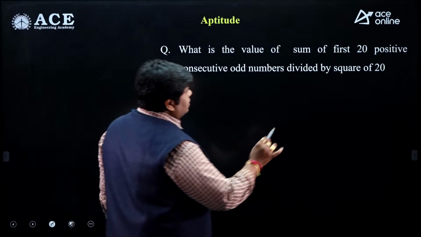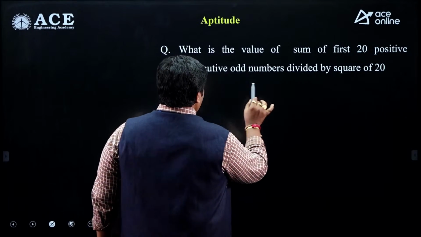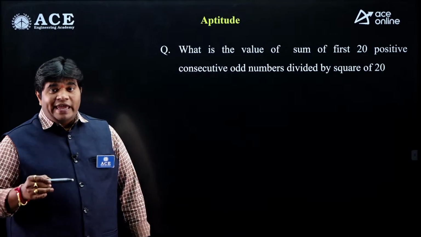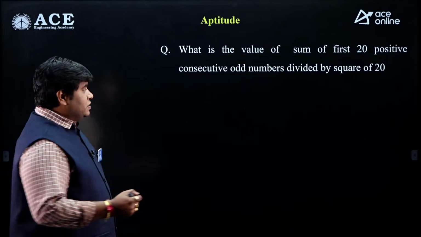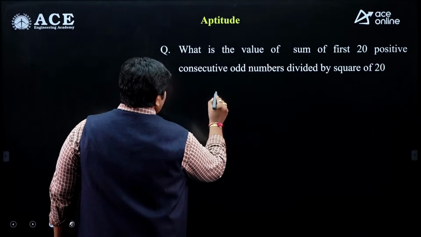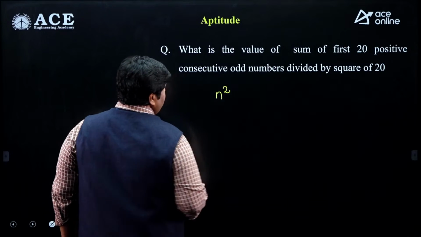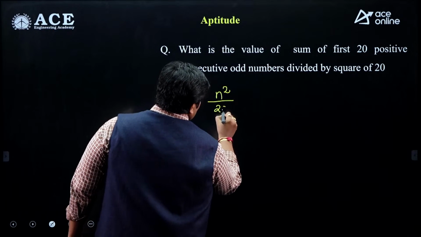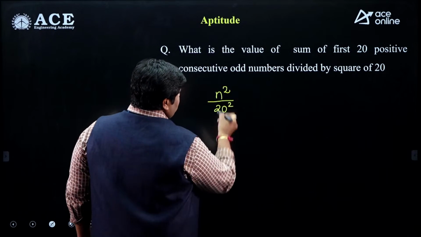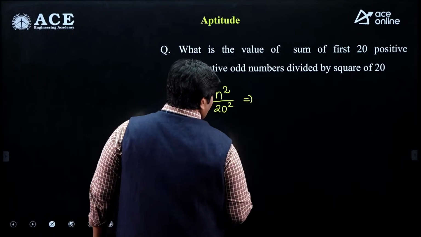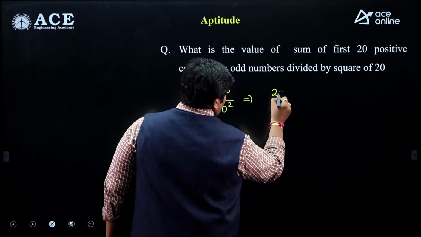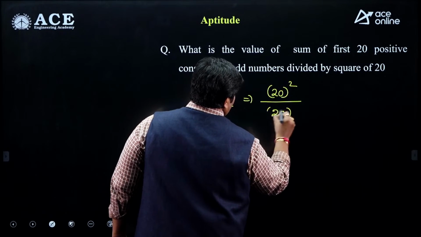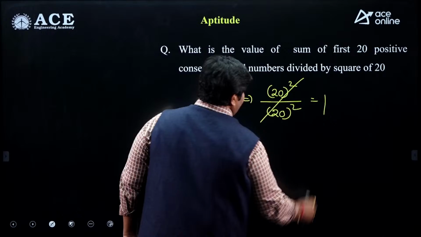What is the value of the sum of the first 20 positive consecutive odd numbers divided by the square of 20? The sum of n consecutive odd numbers is n square. So divided by the square of 20. First 20 numbers means 20 square upon 20 square. Cancel. So the answer is 1.